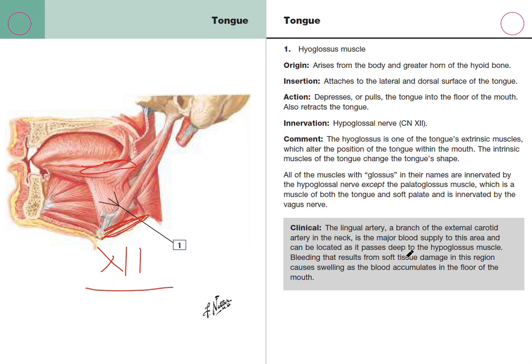Our clinical correlation here: the lingual artery, a branch of the external carotid artery, is the major blood supply to this area, and it can be located as it passes deep to the hyoglossus muscle. Bleeding that results from soft tissue damage in this region causes swelling as the blood accumulates in the floor of the mouth.